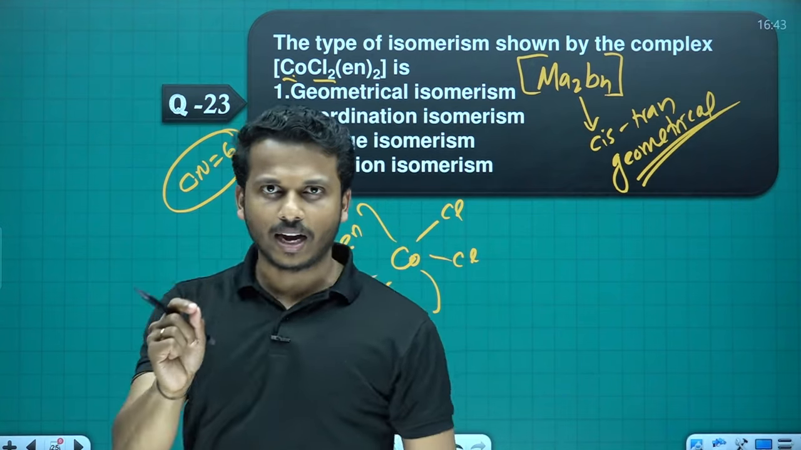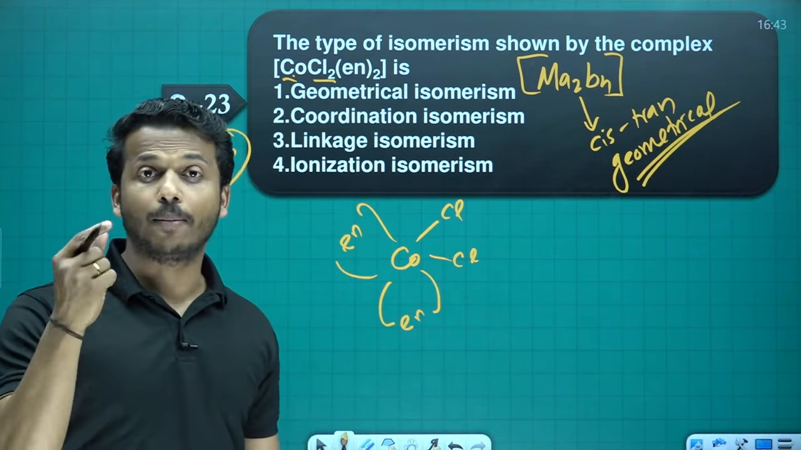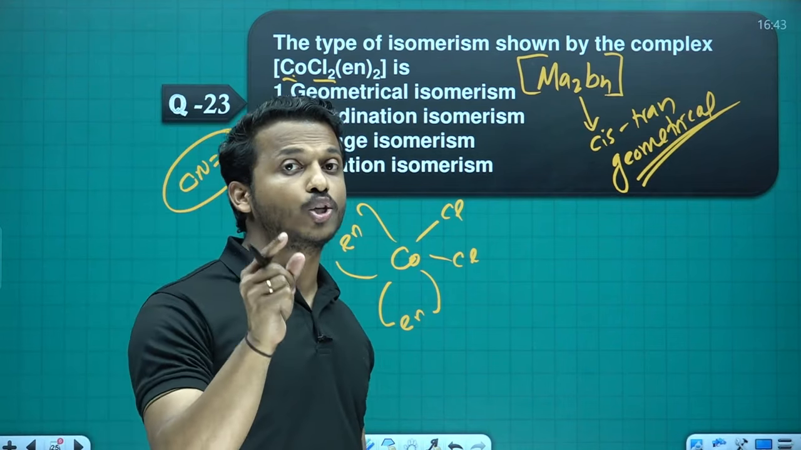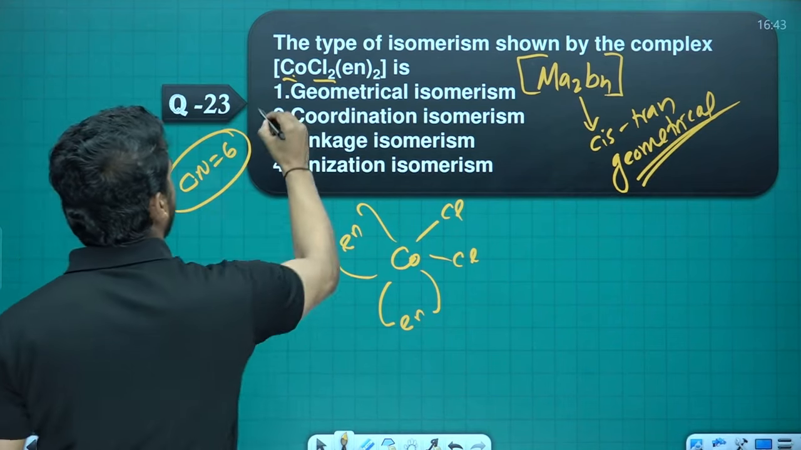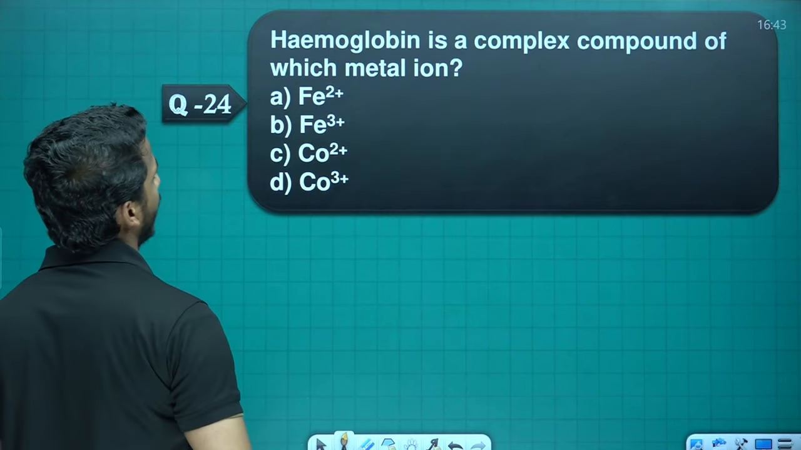If it is octahedral, if it is a type of Ma2B4 or Ma4B2, then it will show cis and trans isomerism. That is also called what? Geometrical isomerism. Keep in mind.